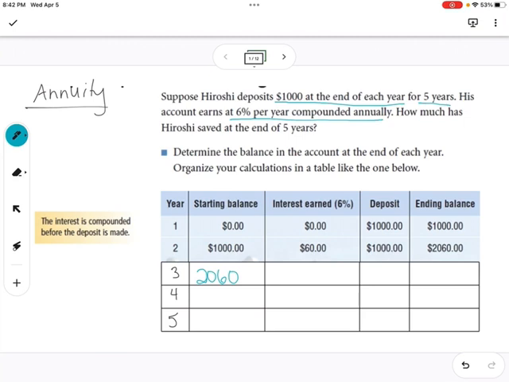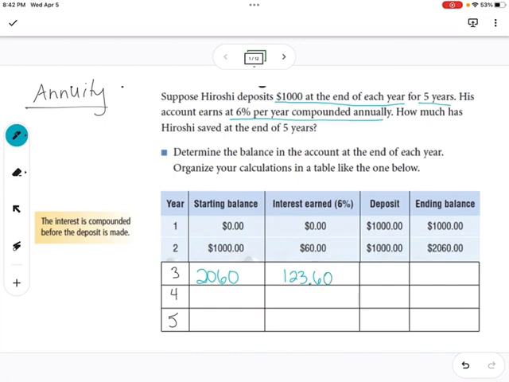So we want to find 6% of the 2,060. We can do this by changing the 6% to a decimal. So 6 divided by 100 will be 0.06. And we multiply that by the starting balance of 2,060. So we get an interest earned in year 3 of $123.60.